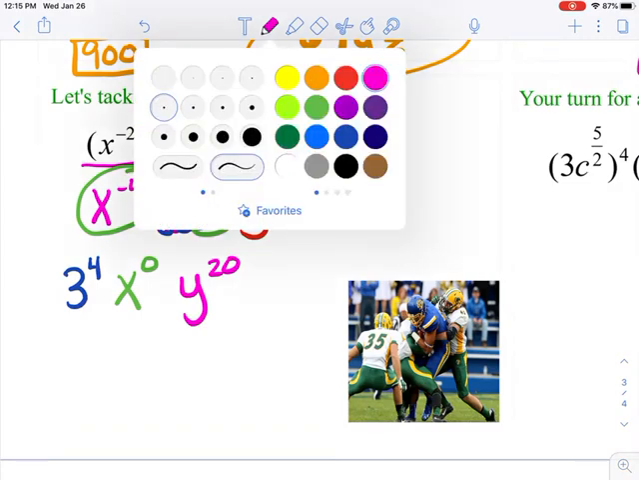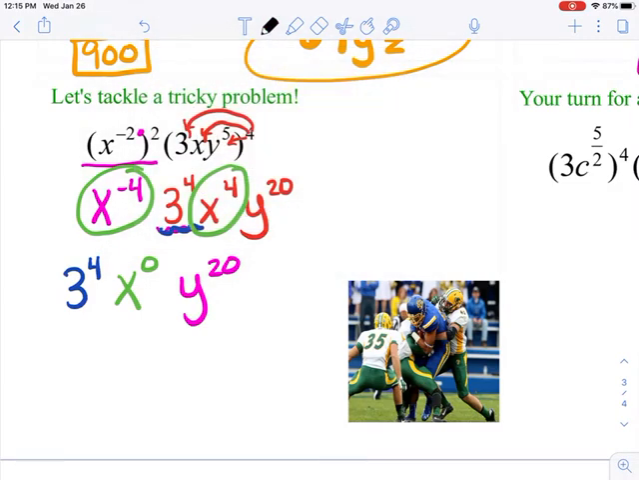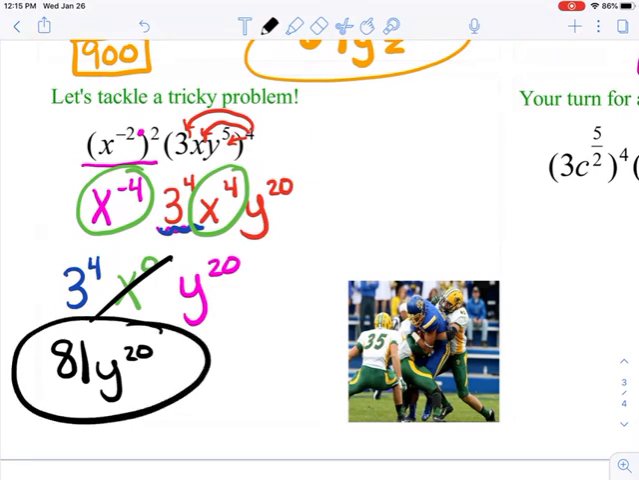So just to finish this problem off, we see 3 to the 4th. Again, if you type that into your calculator, you would get 81. X to the 0, well, we know anything to the 0 power is just 1. So I'm just going to put a slash through that because that'd be like 81 times 1, which is still going to be 81. And then I still have this y to the 20th. I don't have any negative exponents. I've combined everything or multiplied everything with the same base. So then it looks like I am finished. That's as simplified as we can get it.